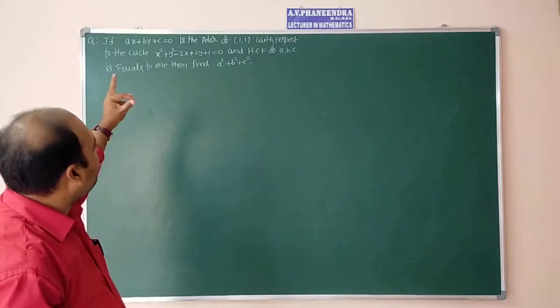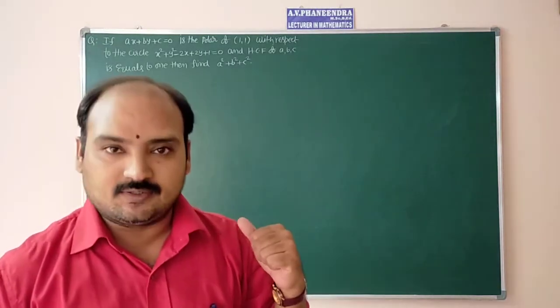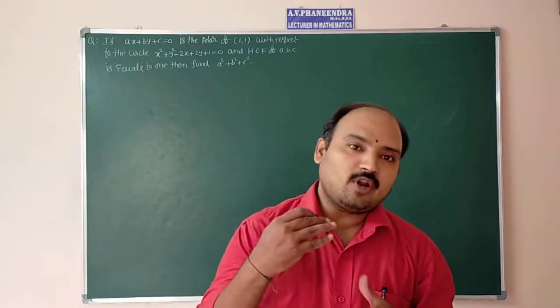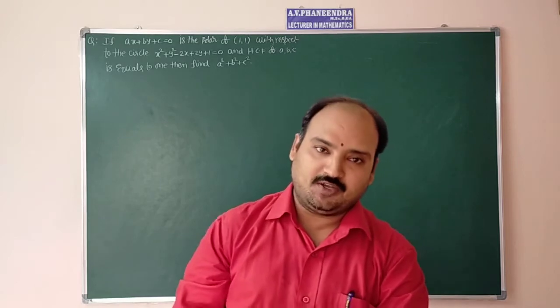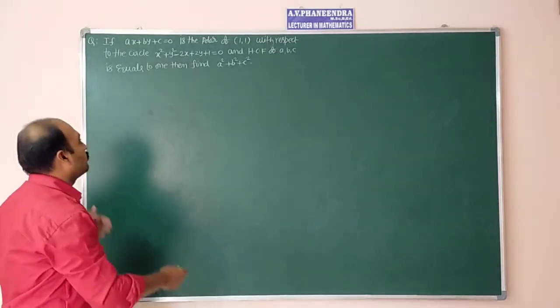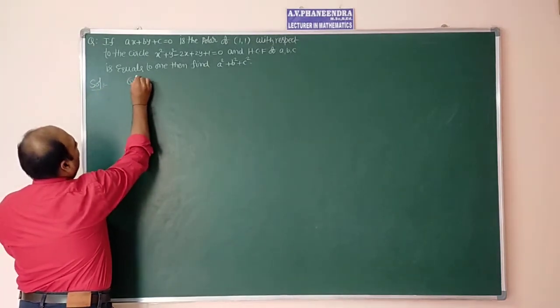After that you have to compare it with ax plus by plus c equal to 0. Then they are representing the same lines. Whenever we are representing the same lines, the value we can equate to some constant k. See, the first step is going to write the given point and given circle.